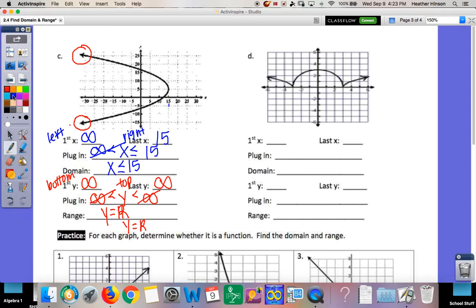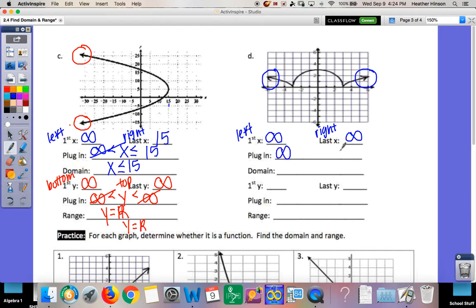And the last one, we're going to start with domain as always. Start from left and stop on the right. On the left, what's the very, very left number? We don't care about this point right here. The left is going to be your arrow. That means infinity. The last thing on the right, again, not caring about the point, arrows are going to overrule everything. So go with the arrow. That's infinity.